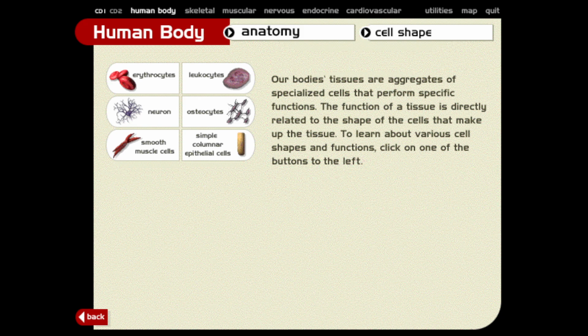Our body's tissues are aggregates of specialized cells that perform specific functions. The function of a tissue is directly related to the shape of the cells that make up the tissue. To learn about various cell shapes and functions, click on one of the buttons to the left.